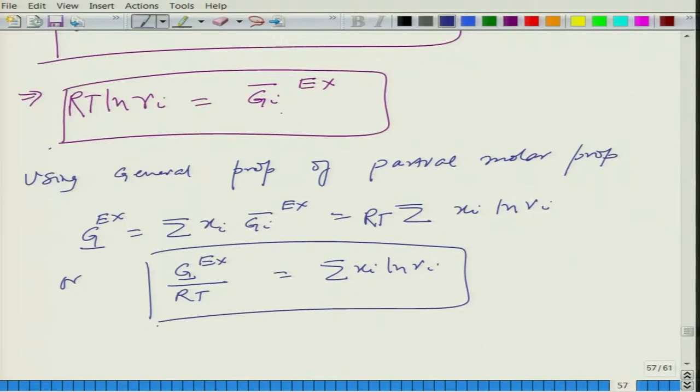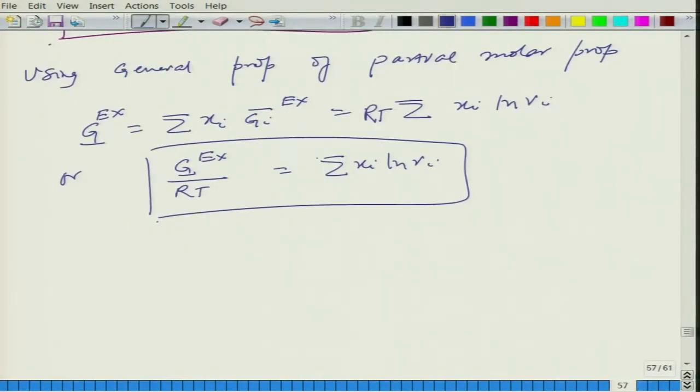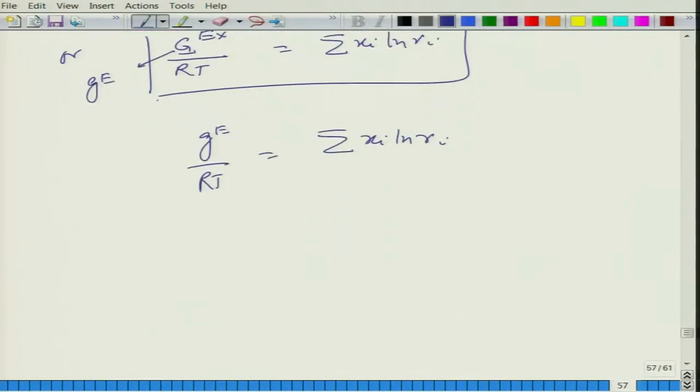So this can be further simplified in this form. That is what we came up with in the expression. Because Gi excess, if you weight it by the composition and sum it up, will become simply the molar Gibbs excess function. So this is a small g excess. I can write this as g^E by RT equals summation of xi ln gamma i. Now we can relate this to various different properties.